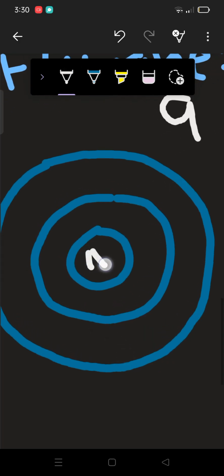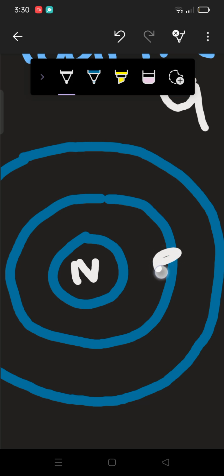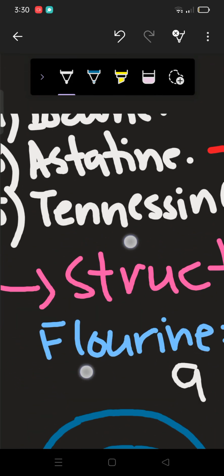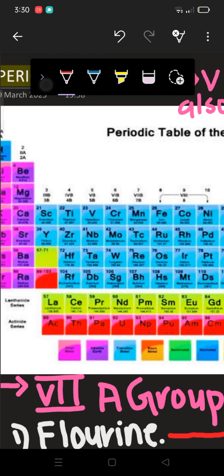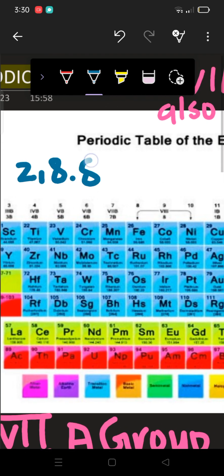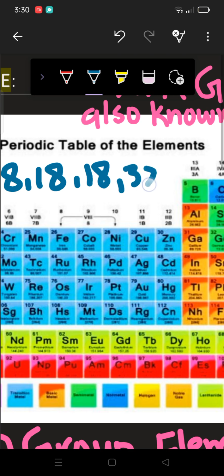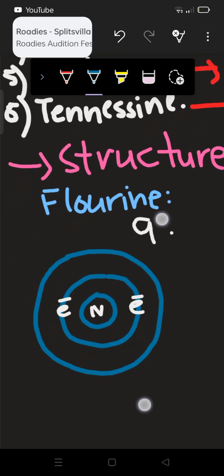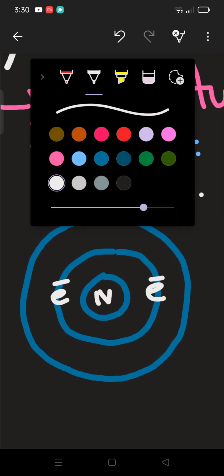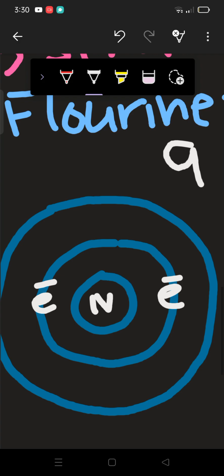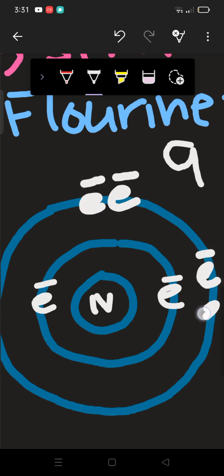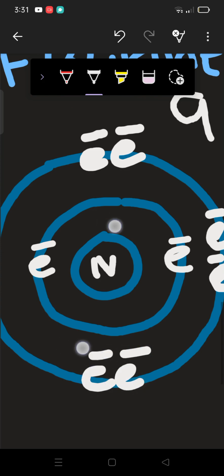Now this is the nucleus. As I told you, in the first shell we have two electrons because of the electronic configuration. Let me write that electronic configuration again here: first 2, then 8, then 8, then 18, 18, then 32. So in the first shell I have made 2 electrons. In the second shell we could have 8 electrons, but 9 minus 2 is 7. So it will have 7 electrons in its outermost shell: 1, 2, 3, 4, 5, 6 and 7.